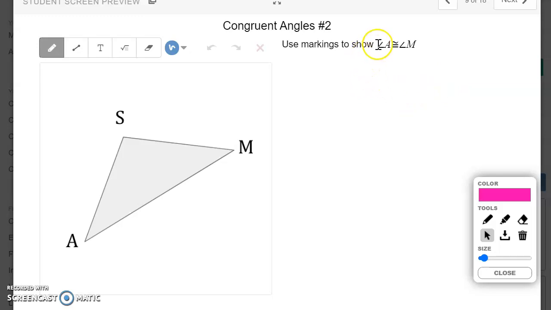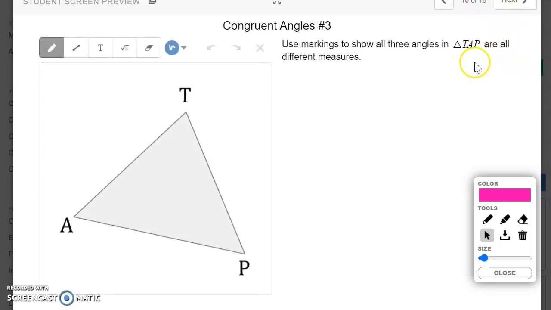Okay, use marking to show angle A is congruent to angle M. Angle A, where is angle A? We're talking about angle here. So to do that, we use the arc notation. And where is angle M? We would use arc notation right there as well.